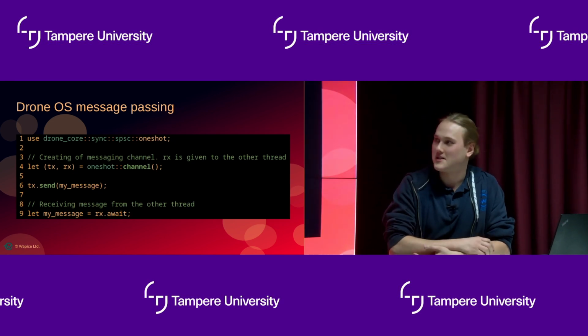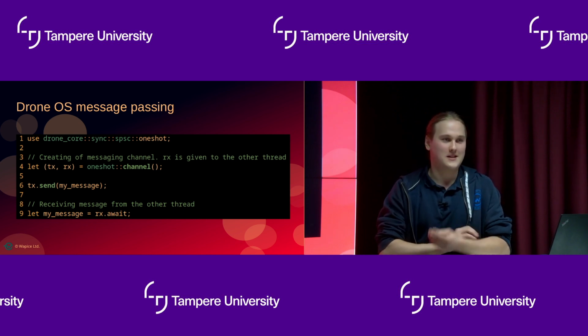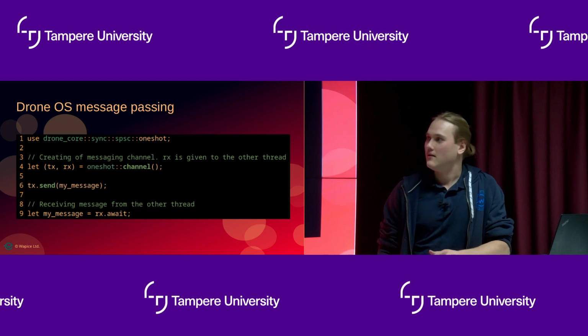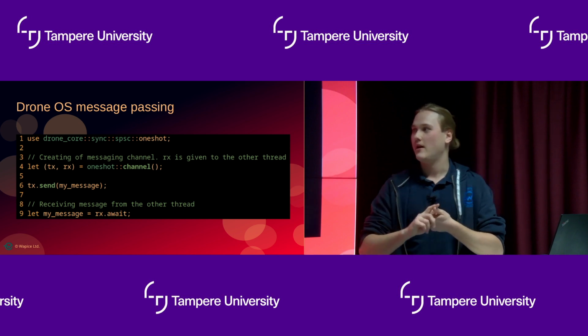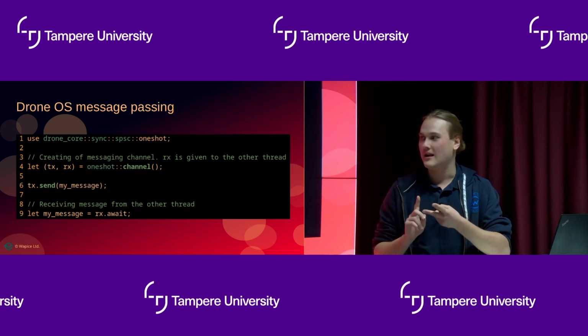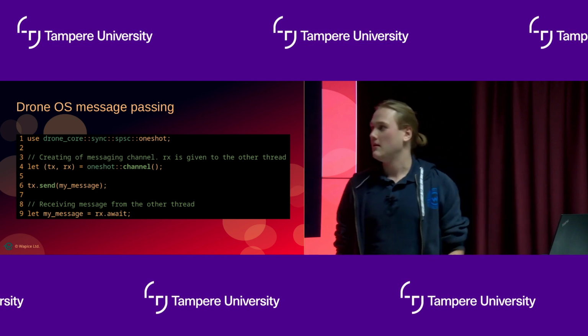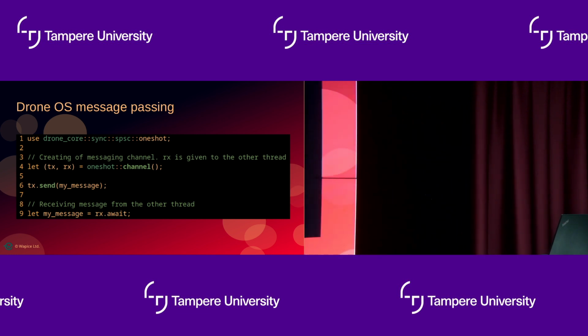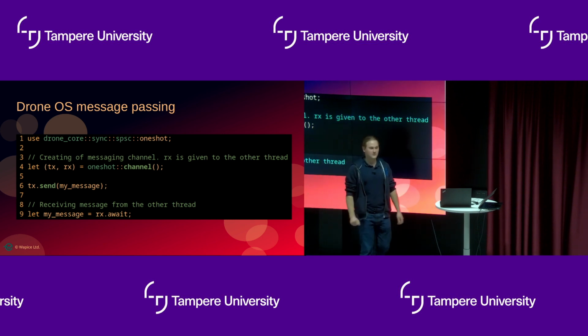Message passing. This is my first and only code example in this one. Drone OS has 3 types of message passing. It has the one-shot channel, which is used for just one message, a ring channel for multiple messages using a ring buffer, and also a pulse for sending flags, like something happened, do something. And it works like this: when the channel is created, it returns the TX and RX part. The TX part is kept in this thread, and the RX part is sent into the other thread, and then it can be awaited to receive the message.